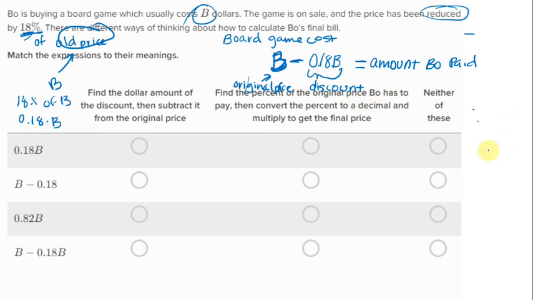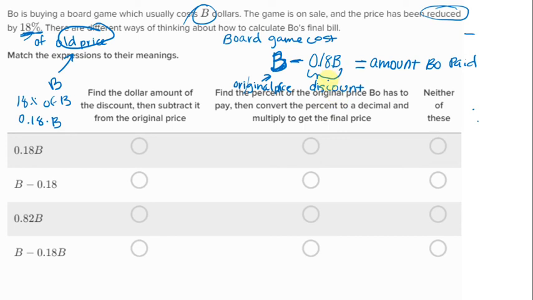Okay, so we would now look at this kind of stuff. We would look at what they wrote for us. We have the situation translated. We kind of broke down what everything means. So now let's look at what they're asking us to find. It says find the dollar amount of the discount. Then subtract it from the original price.